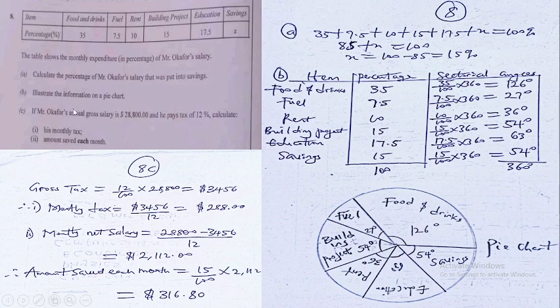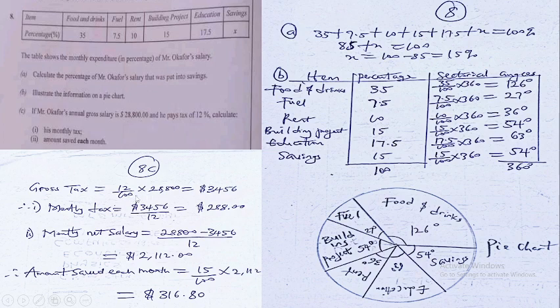8B here. Now question number 8C says that if Mr. Okanfor's annual gross salary is $28,800 and he pays tax of 12%, we are to calculate his monthly tax and amount saved each month. Now the gross salary is $28,800. And if he pays tax of 12%, so what is 12% of $28,800?